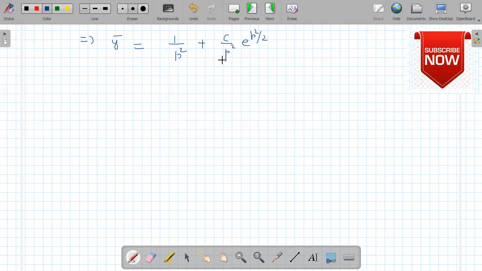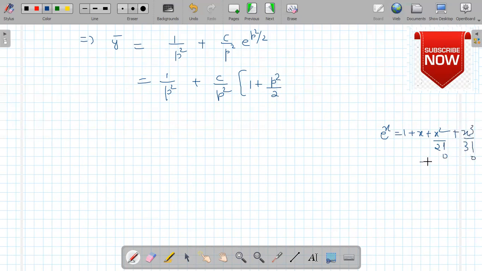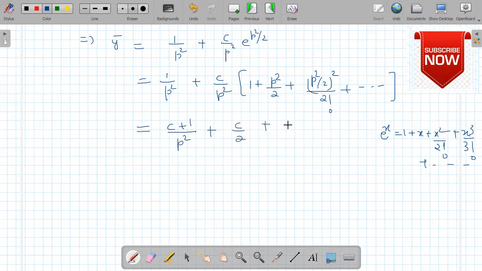So you can open this exponential function and expand it. e raised to power x, the expansion is 1 plus x plus x square upon factorial 2 plus x cube upon factorial 3 and so on. Here using this formula, we have 1 plus p square by 2 and so on. So you can add these two terms: c plus 1 upon p square plus c upon 2 plus 1 upon 8 c p square and so on.